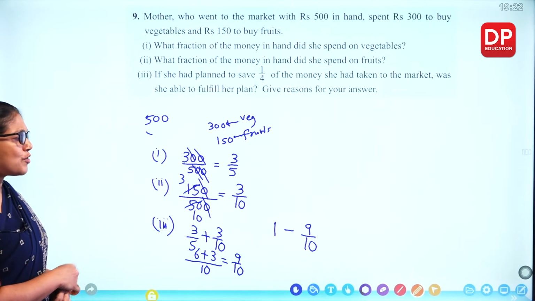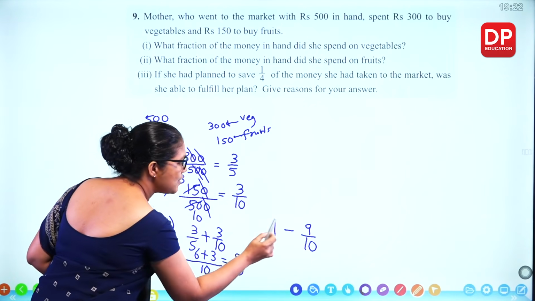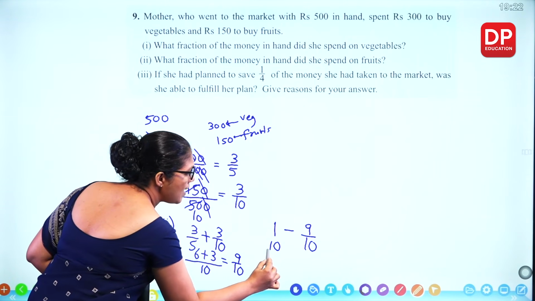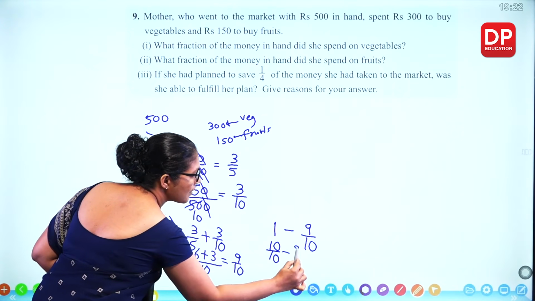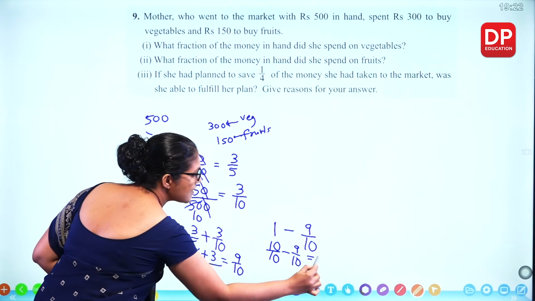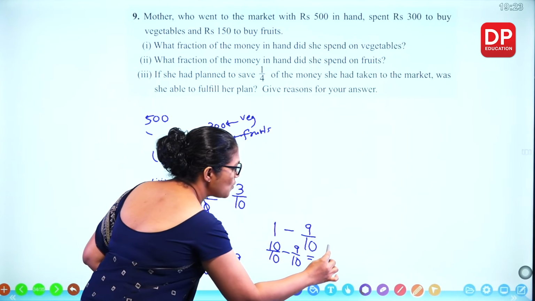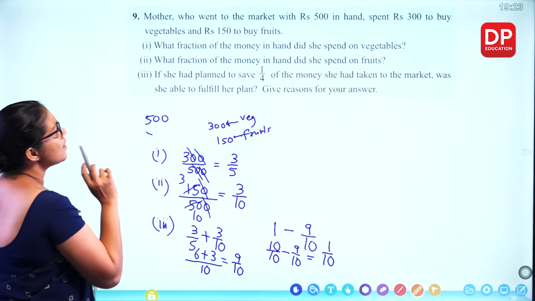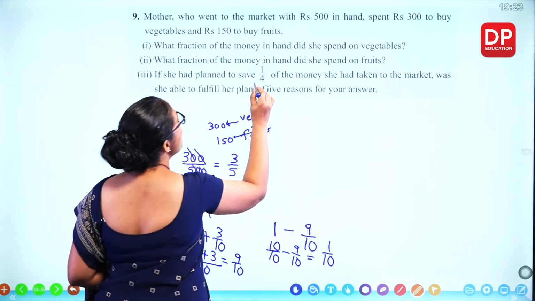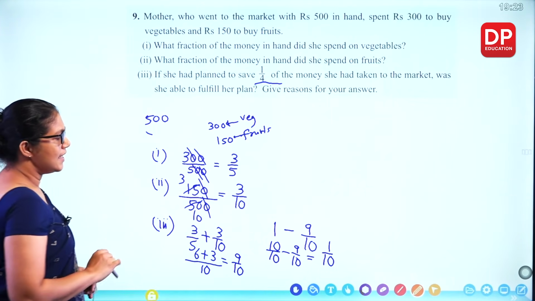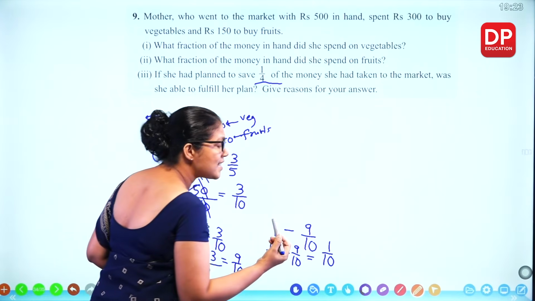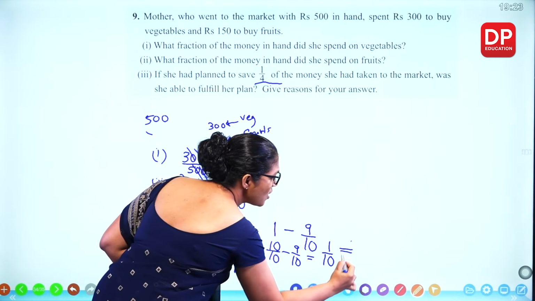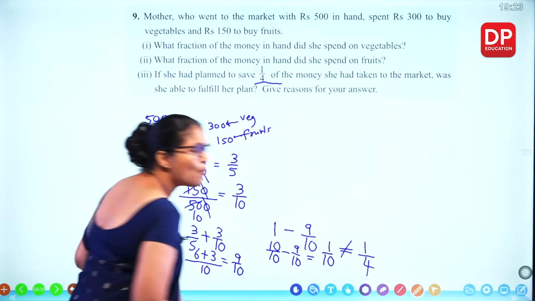How can we do that? You can convert to the same denominator. I can write 1 as 10/10 and subtract like this. 10 minus 9 is 1. 1/10. But she thought of saving 1/4 of money. But we got 1/10. So, this is not equal to 1/4.